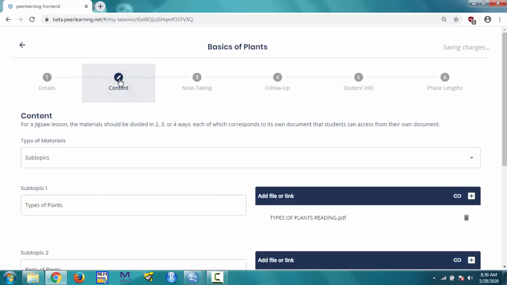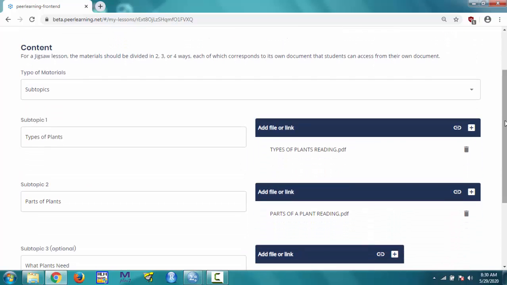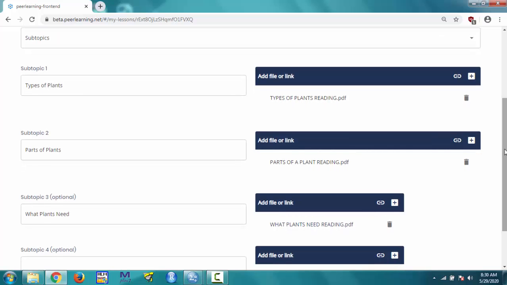Next, we upload the lesson content. This can be done in the form of PDFs or web links to primary sources. Since this is a jigsaw lesson, what we have done as the instructor is to divide the lesson content into pieces. In this case, the lesson content is divided into 3 pieces, and a PDF file was created for each piece. Students during the jigsaw lesson will focus on one of these pieces, will become an expert with others, and then will teach their group.